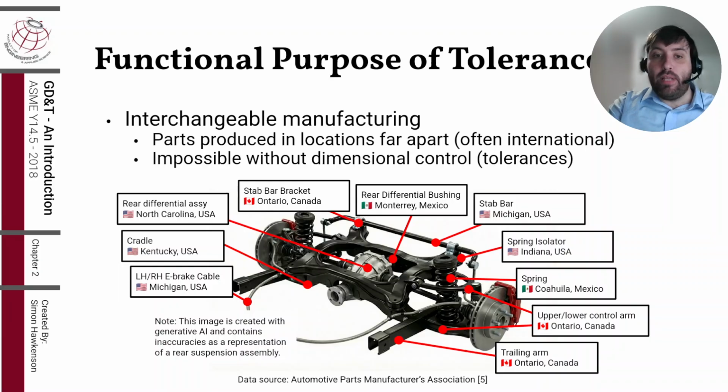And same as in the last chapter, I had to use an AI generated image to avoid licensing issues. But the Automotive Parts Manufacturers Association has a diagram which is very similar to this. If you Google Automotive Parts Manufacturers Association rear suspension assembly, you'll get an image that looks almost identical.